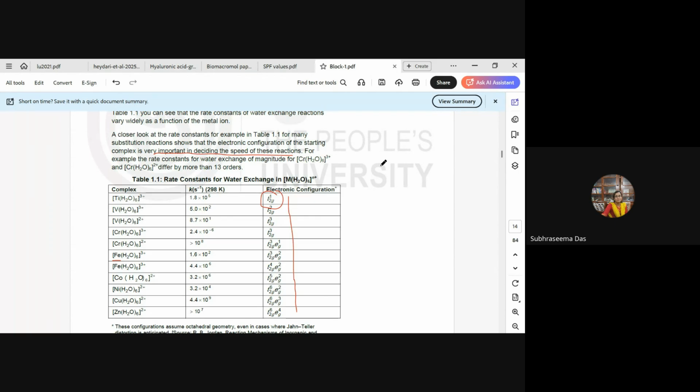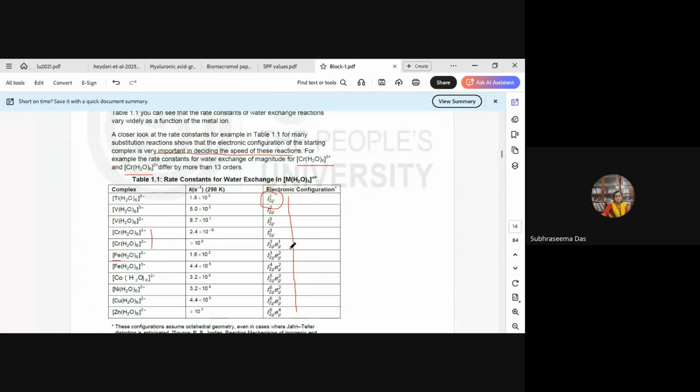For example, the rate constants for water exchange of [Cr(H2O)6]3+ and [Cr(H2O)6]2+ differ by 13 orders of magnitude. If you compare these two, for chromium 3 plus the electronic configuration is t2g3, but for [Cr(H2O)6]2+ the rate constant is greater than 10 to the power 8. Here the electronic configuration is t2g3 eg1.